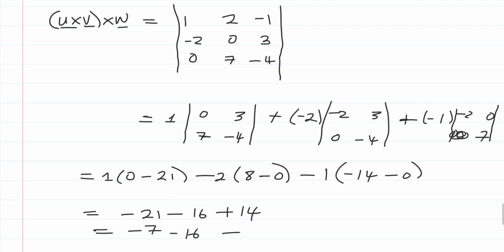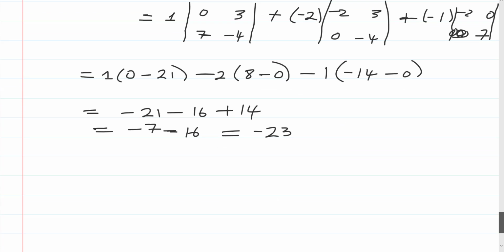So -7 minus 16. We're just basically adding these, so we get -23. So that's our triple product.